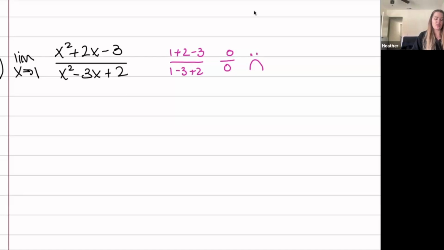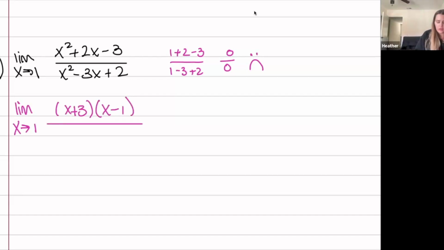Typically your path of least resistance with one of these, until we learn L'Hopital, which is not until derivatives, is factoring. So I am going to go ahead and factor. I have here, the top will be x plus 3 times x minus 1. On the bottom, I got x minus 1 and x minus 2.